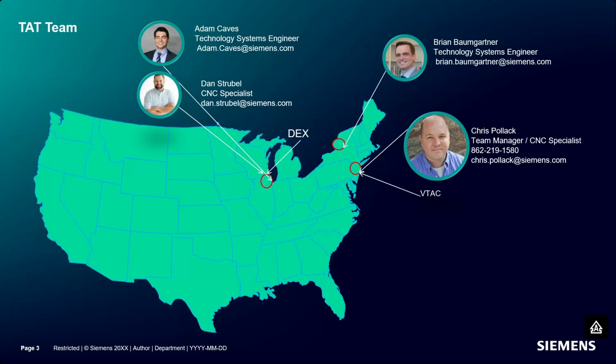We have Brian Baumgartner in New York. He is our technical system engineer. He's the guy that can build the machine, the control, from 0 to 5 axis. Then we have Chris Pollock, who's our manager that sits in New York. He also has a VTAC where he does a lot of the videos in his studio, where we go through some of these other technologies that we can showcase on our control. And we do that through a couple of different initiatives inside our team.